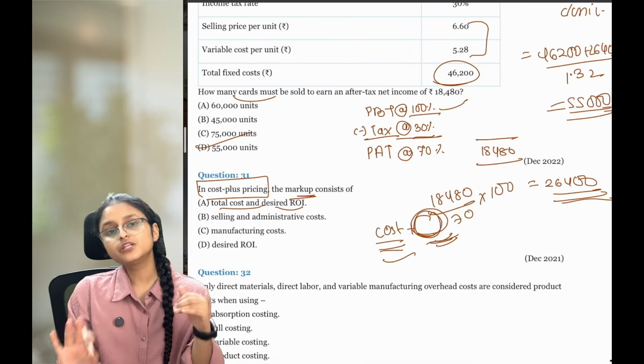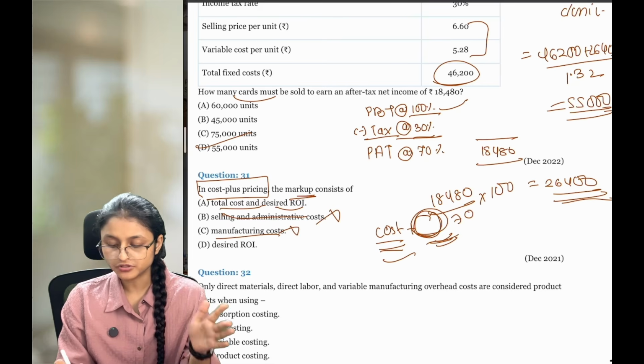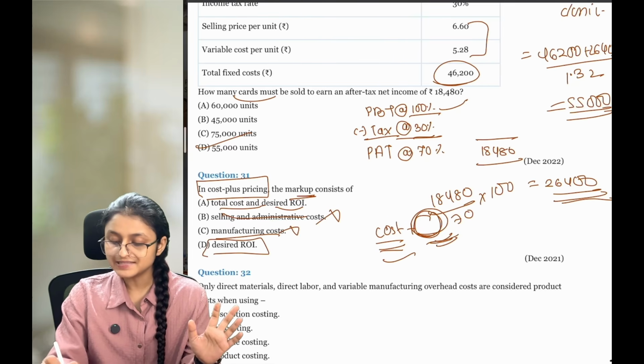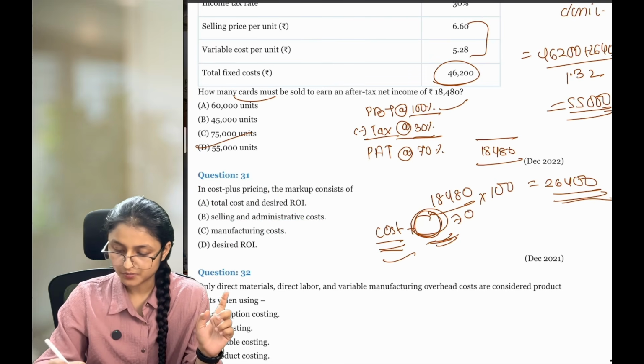In the markup, I am only going to consider the returns. Selling and admin cost, answer is no. Manufacturing cost, answer is no. The return is only there as the markup here. So the D option is the correct one.